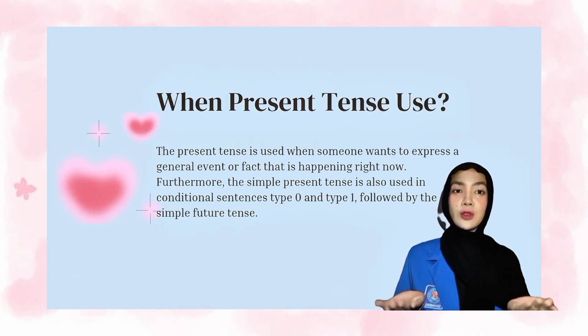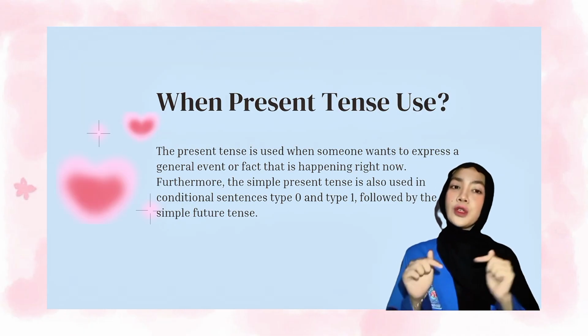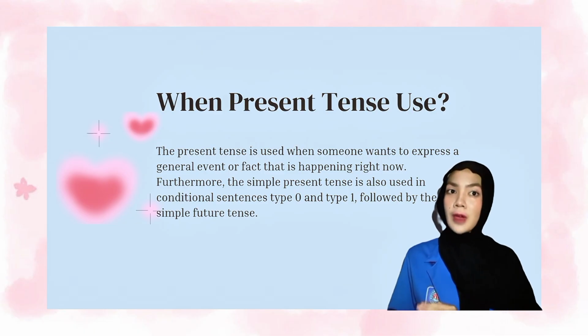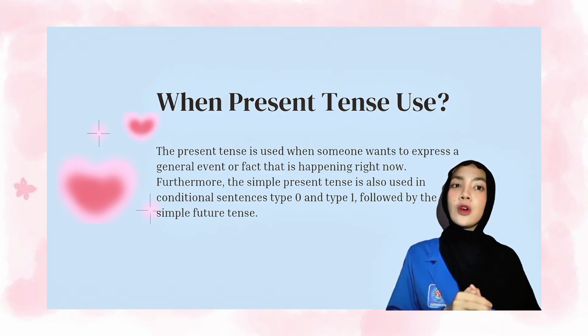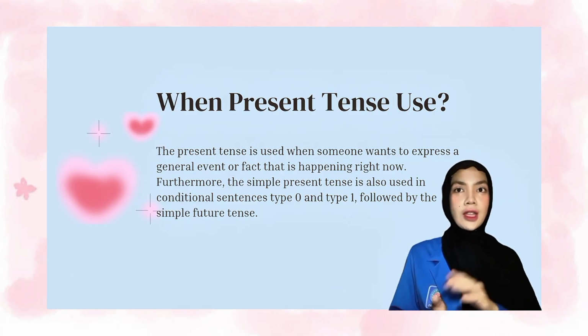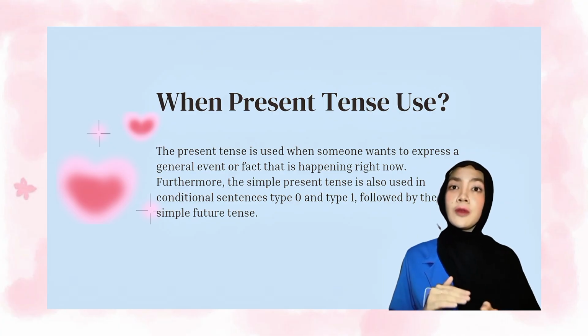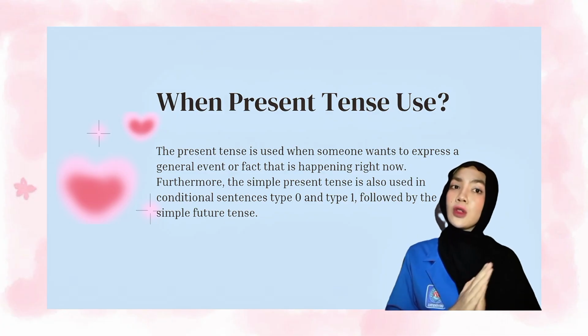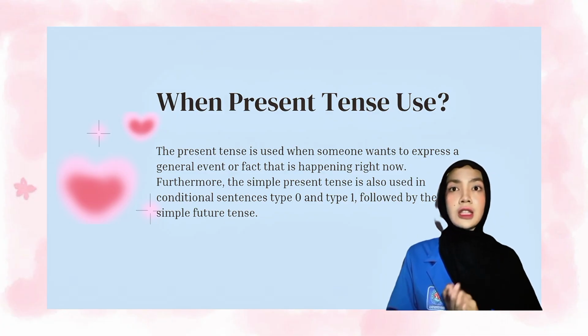Slide 3. When to use present tense. We use this tense to express facts or general events that are true right now. It's also used in conditional sentences type 0 and type 1, together with the simple future tense. So it's not only for daily activities, it can also show cause and effect situations.